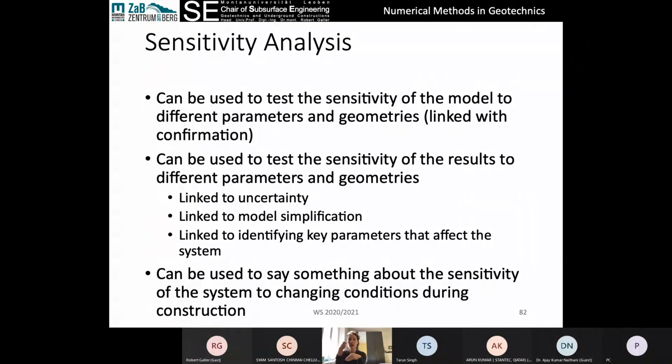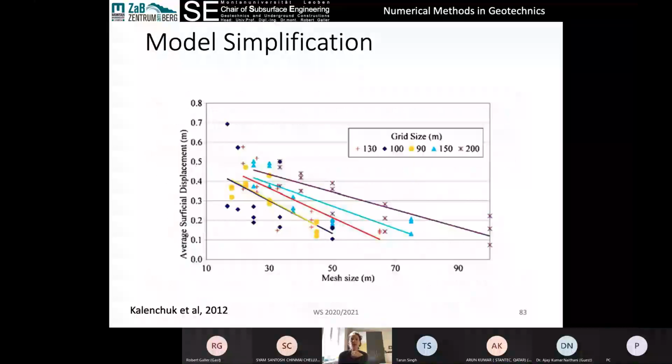So then we use that sensitivity analysis to look at what happens when we change those parameters, what happens when we encounter different conditions during the construction. And that can then be used to say something about the entire system, the natural system, as well as the engineered system that we're putting in there, how all of those parameters are working with each other to then come up with our best design. Right, so some of the things that we can do with a sensitivity analysis are simplifying the model.